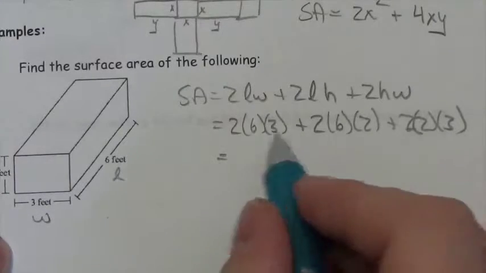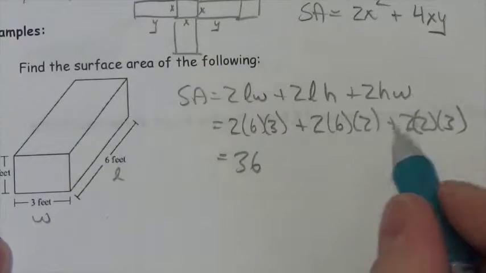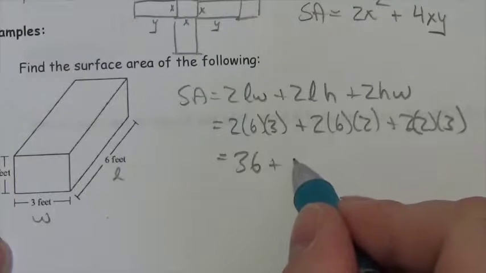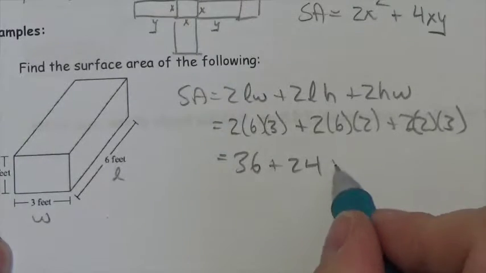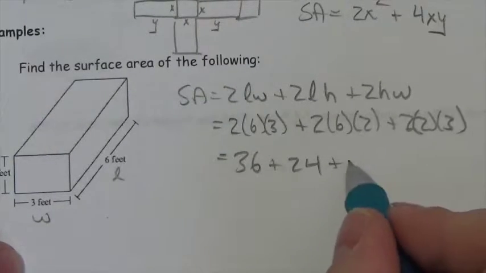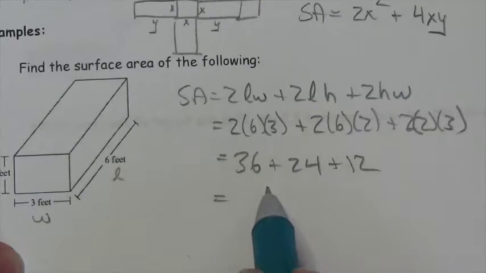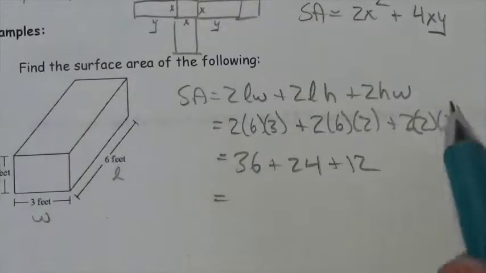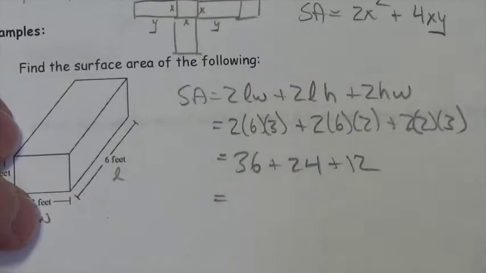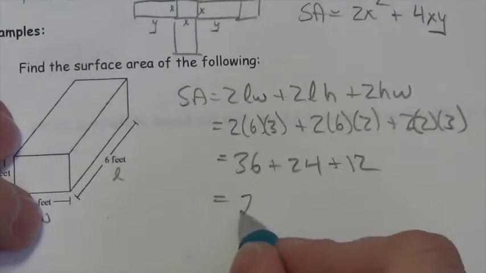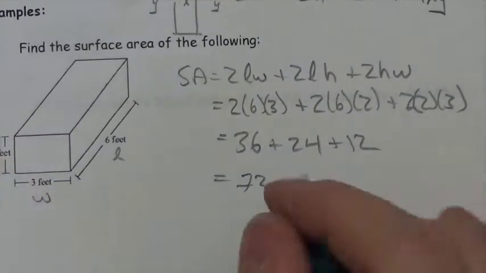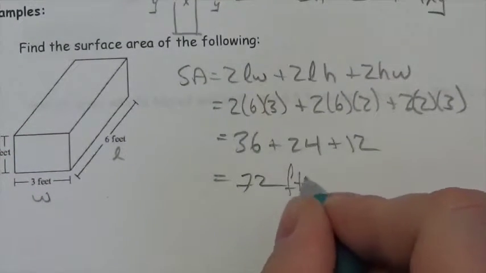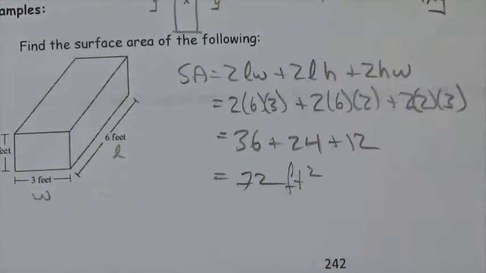And so what have we got here? 2 times 6 is 12, times 3 is 36. 2 times 6 is 12, times 2 is 24. 2 times 2 is 4, times 3 is 12. And so 36 plus, well, what do we got here? These are all multiples of 12. I've got 3 of them here, 2 of them here, 1 of them here, that's 6. That's going to be 72. So 72 feet squared is the surface area of that rectangular prism.